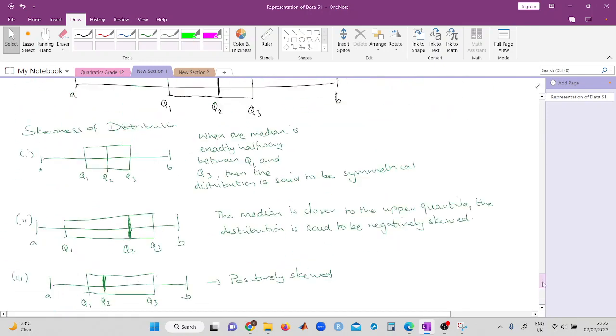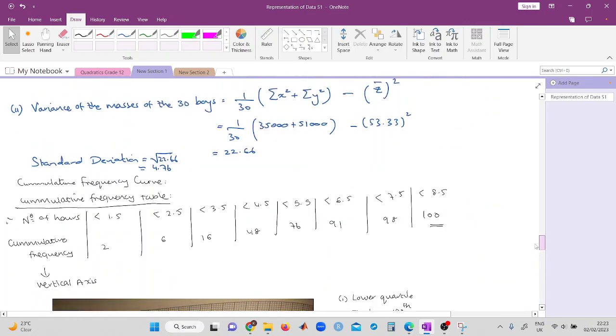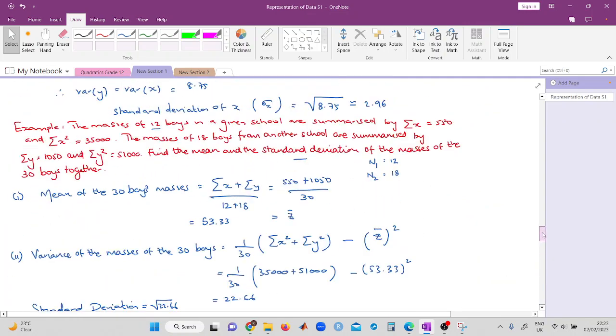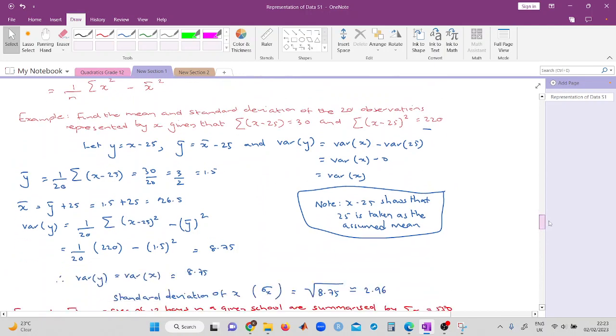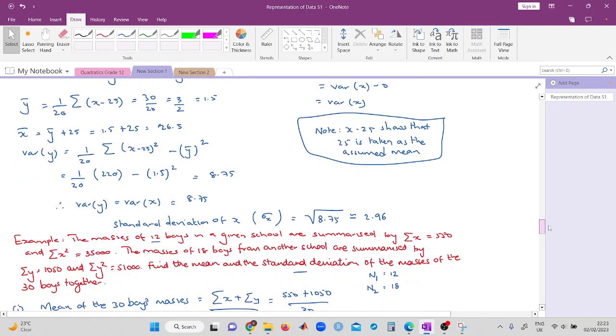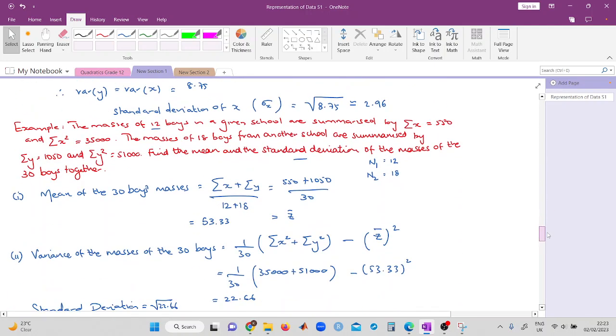We did a bit on stem and leaf, box and whisker. There is also a little cumulative frequency. After that, we do quite a few questions on dispersion, okay? Measures of dispersion, etc. Central tendency.